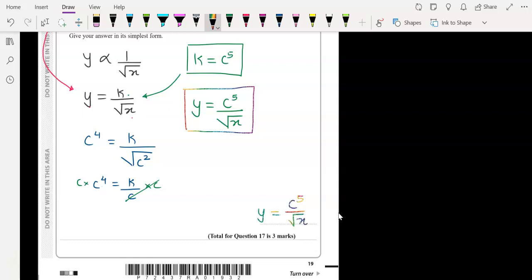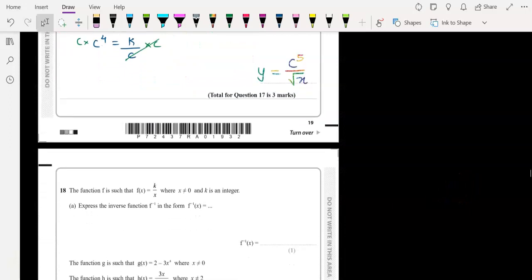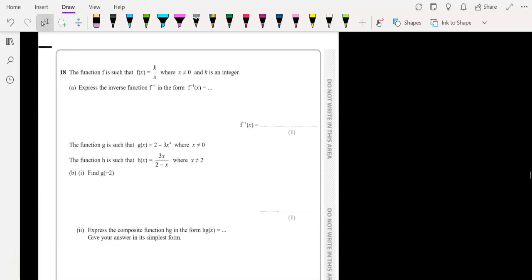Okay, next question. Question 18. The function f is such that f of x is equal to k over x, where x is not equal to 0 and k is an integer. Express the inverse of the function in the form f inverse of x equal to something.